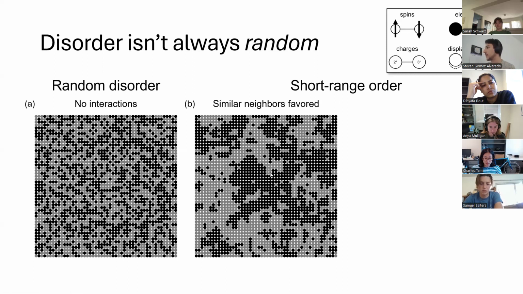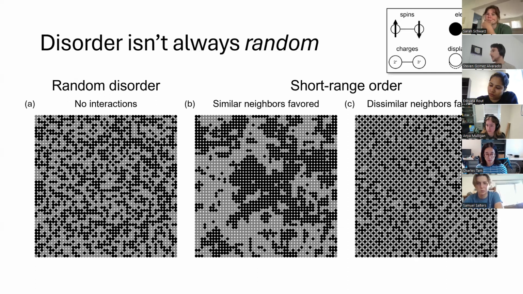And on average, if you look at these two pictures, they're the same composition, right? It's the same 50-50 mixture of gray and black atoms, but there's some underlying difference happening at short length scales that would probably strongly affect the properties.